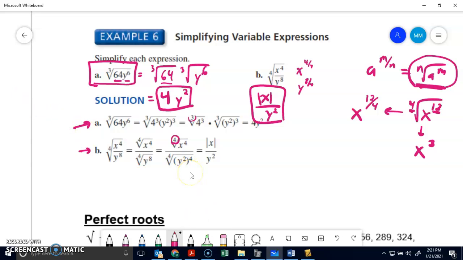When you take a look at your homework, look at the top of the homework page. It tells you exactly which problems to do. You're not doing all of them, just the ones that are indicated.